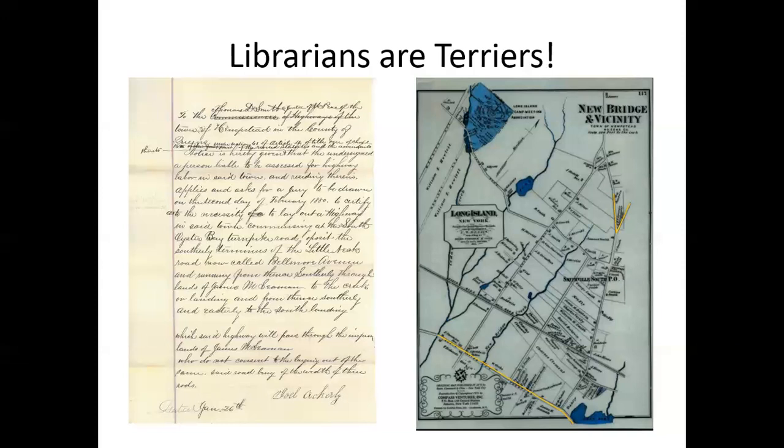Seaman to the creek, or landing, and from thence southerly and easterly to the south landing, which said highway will pass through the lands of James M. Seaman, who do not consent to the laying out of the same, said road being of the width of 3 rods. So it's signed Joel Ackerley and dated January 26th of 1880.